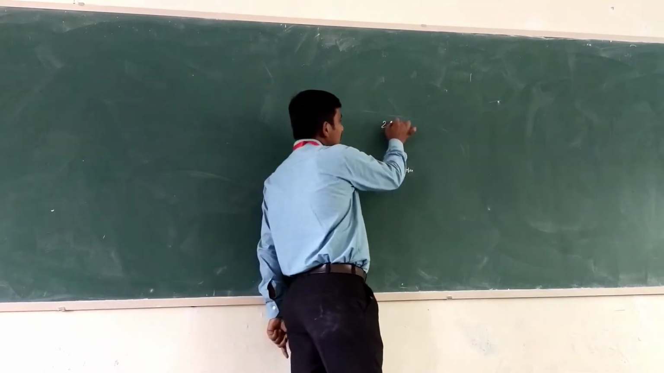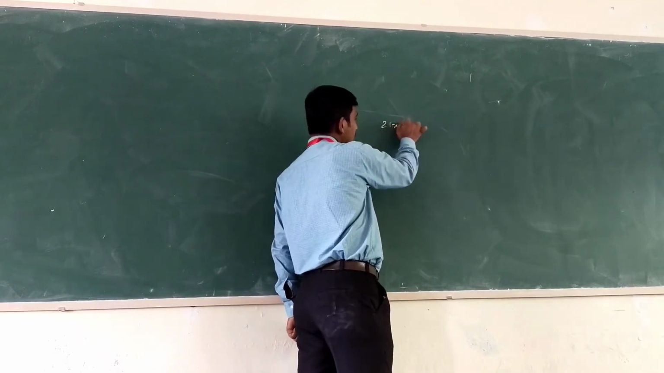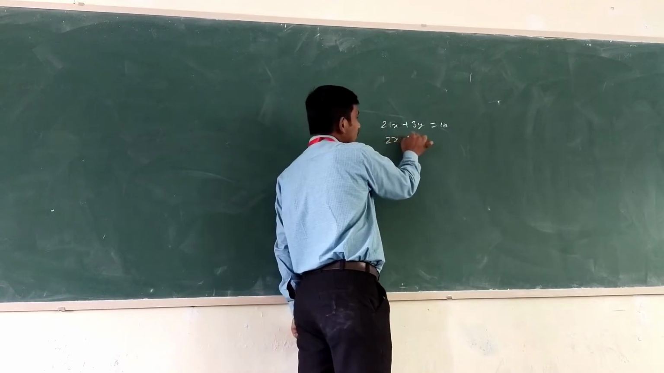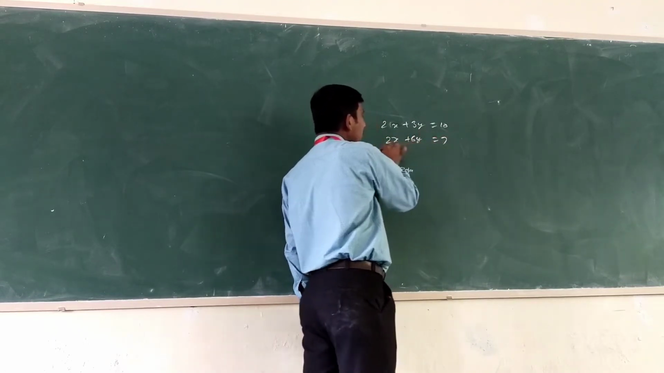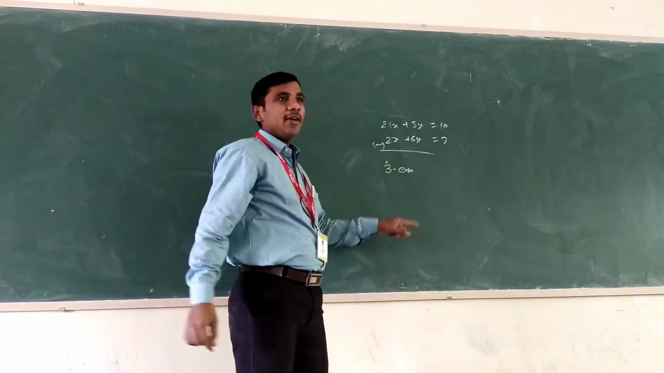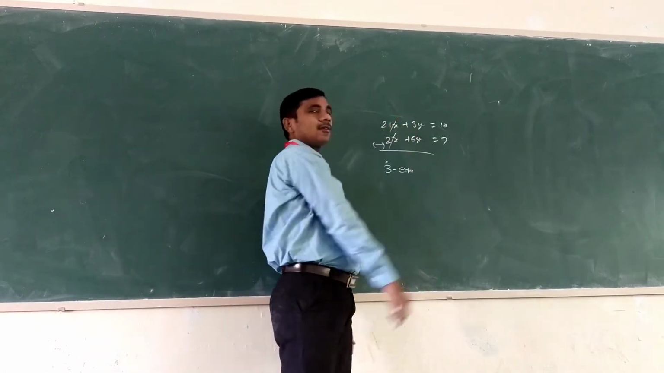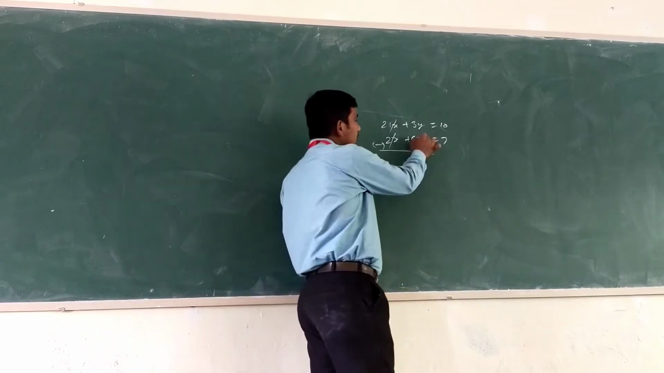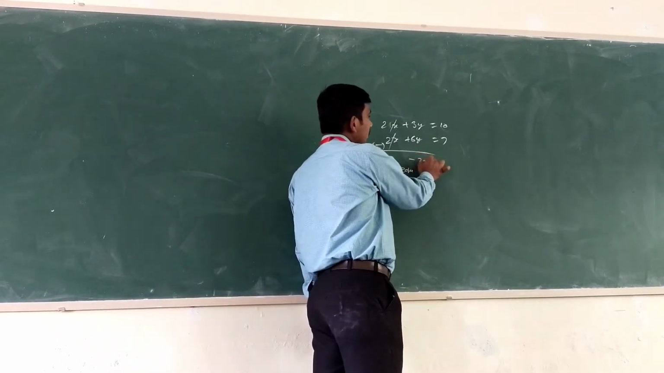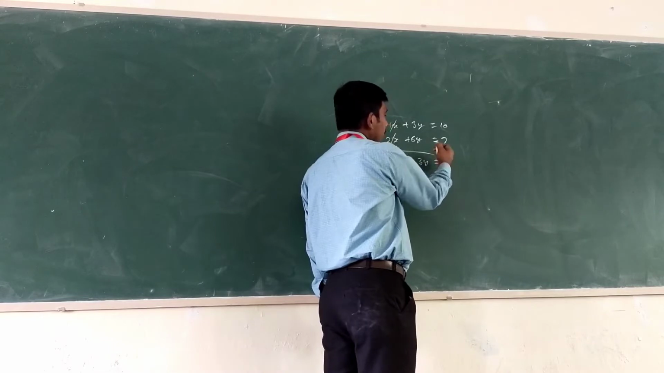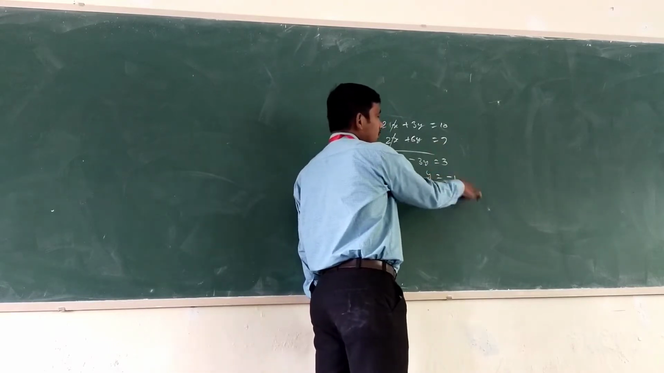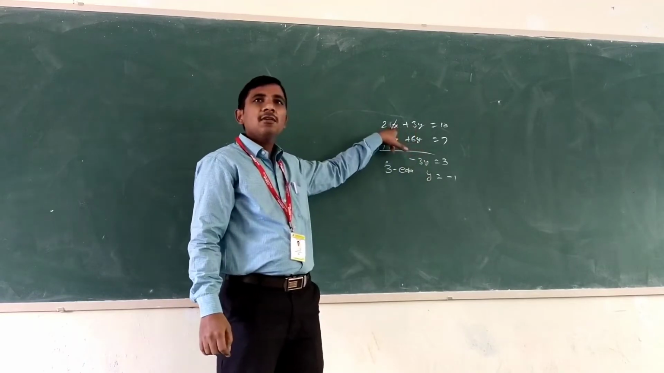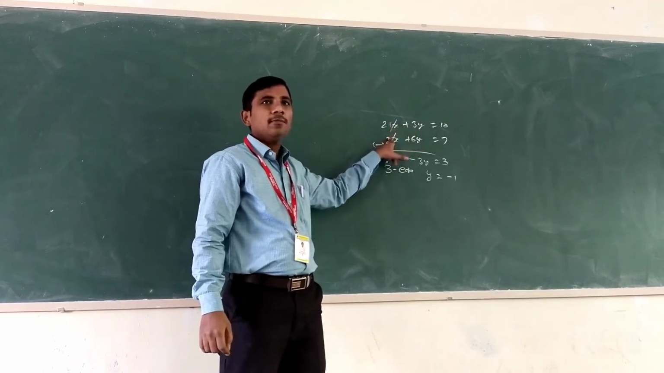Suppose 2x plus 3y equal to 10. Next, 2x plus 6y equal to 7. Then by taking the difference, the x terms cancel each other. Then we can solve and get y. 6y minus 3y equal to 3, so y equal to minus 1. Like that we can solve. If you substitute y in this equation, then we will get x and y both.